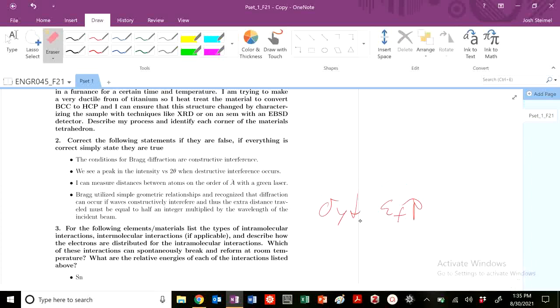So let's erase here. And let's read the next one. Correct the following statements that are false. If everything is correct, simply state that they are true.